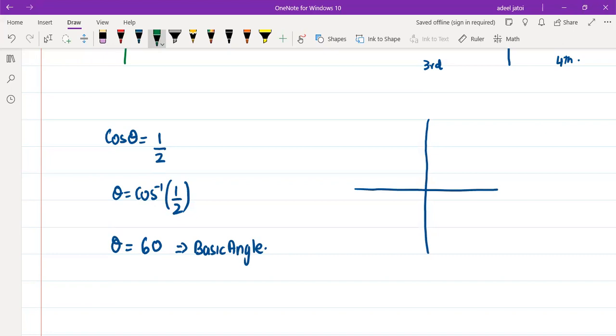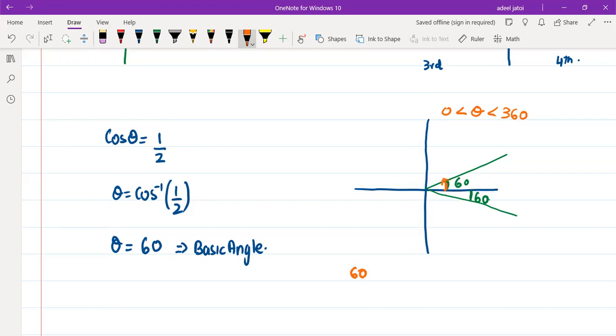So considering this, I have a basic angle of 60. Is it positive or negative? It is positive. And cos is positive in the first quadrant and in the last quadrant. Remember, I told you that your basic angle will be measured from the x-axis. So your basic angle is 60, and here as well, it is 60. When you calculate, you will go anti-clockwise because normally your degree is from 0 to 360.